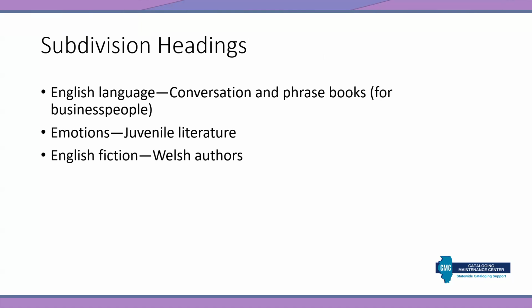The demographic group headings and these subdivision headings may be used both for resources that are for particular audiences or by members of particular demographic groups, and for resources that are about those groups. This can create confusion for patrons searching these headings. The first heading is English language with a subdivision of conversation and phrase books, and then you have for business people in parentheses. The second heading is emotions, with a subdivision of juvenile literature, and the third heading is English fiction with Welsh authors as the subdivision.